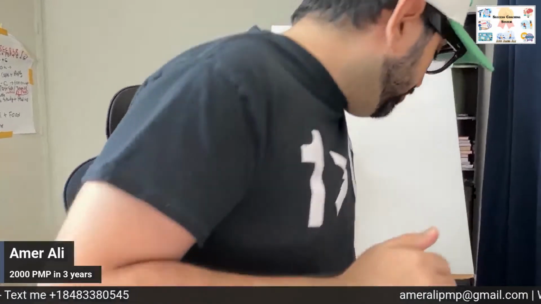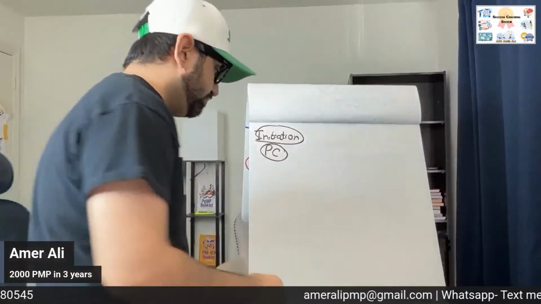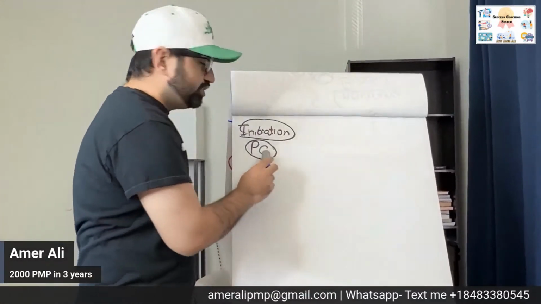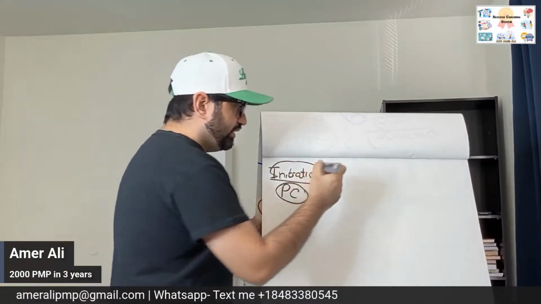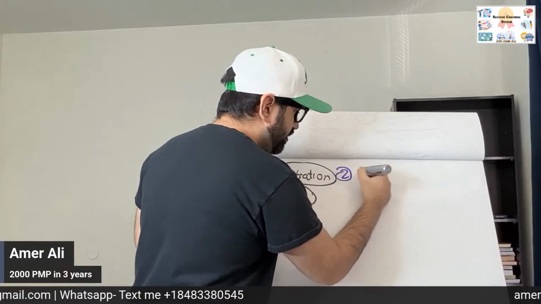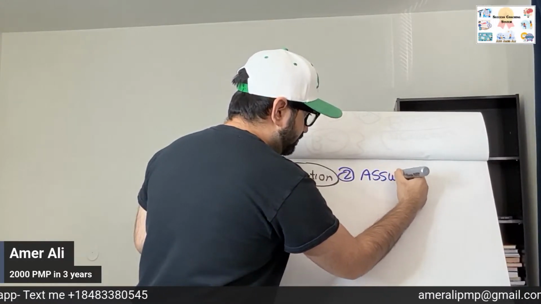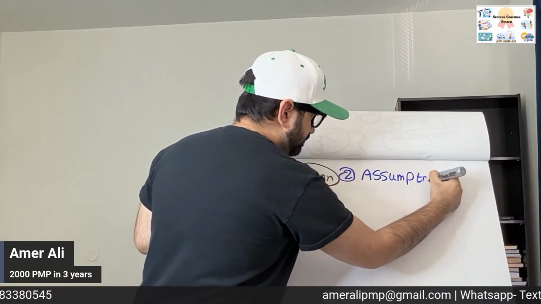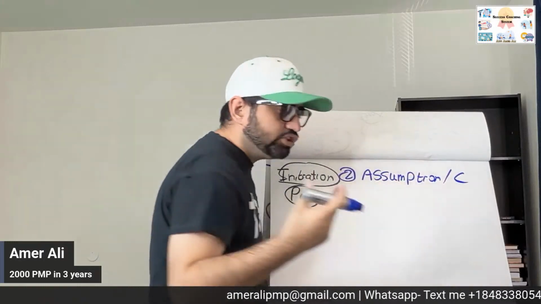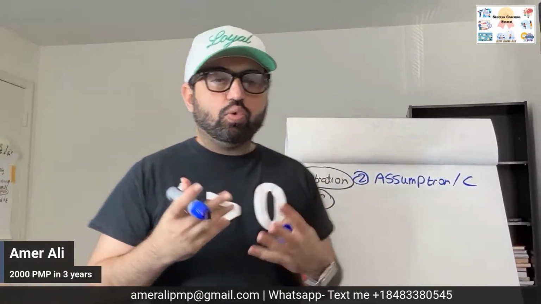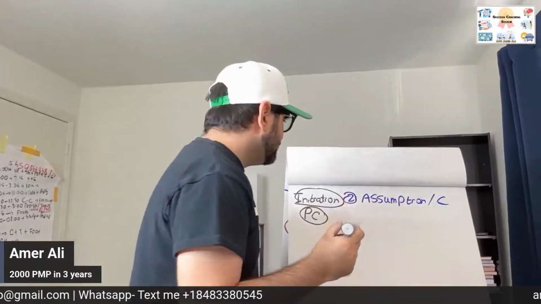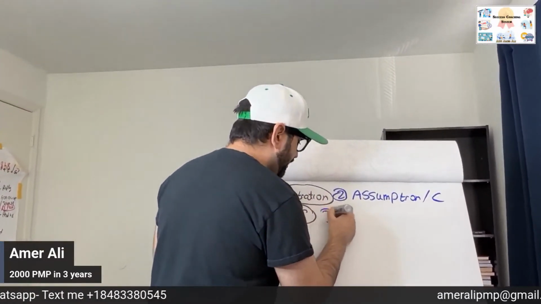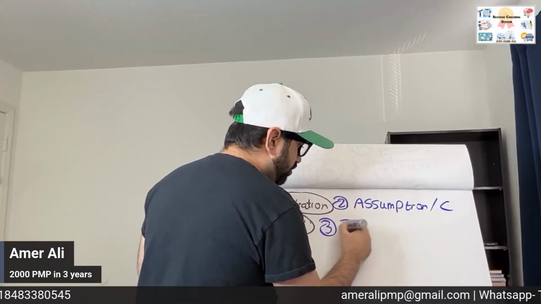But the most important thing I want to share with you: in initiation, the project charter has been made. We have our project charter in our hands. Now, the second part we are doing is making the assumption log, the assumption and constraint log, which I showed you. What are the assumption log and the constraint log? What is their purpose, etc.? The third thing is we need to identify stakeholders and put them into the stakeholder register.